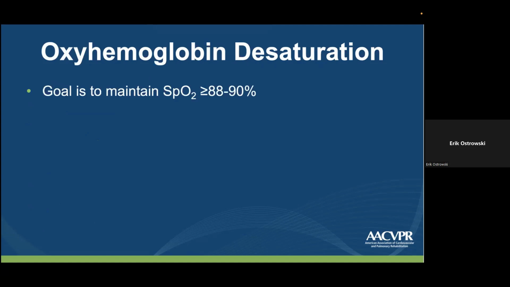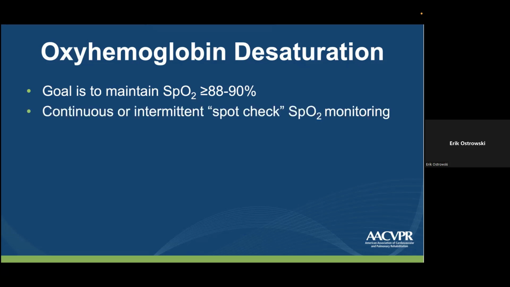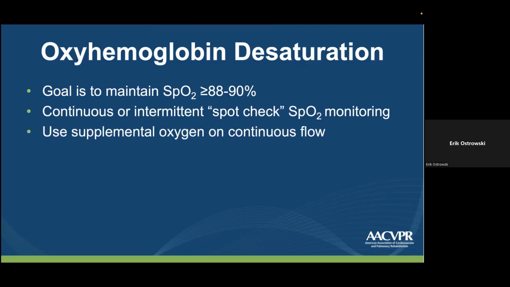So one of the big things we experience with our patient population is oxyhemoglobin desaturation. We know that the goal is to maintain an SpO2 of 88 to 90% or higher in these patients, not only certainly at rest, but when they're exercising. So we need to be sure that we are continuously or intermittently spot checking our patients' SpO2, making sure that we use supplemental oxygen on continuous flow.